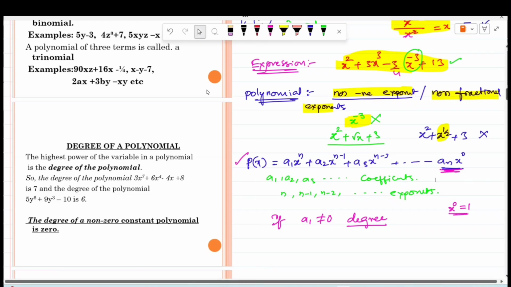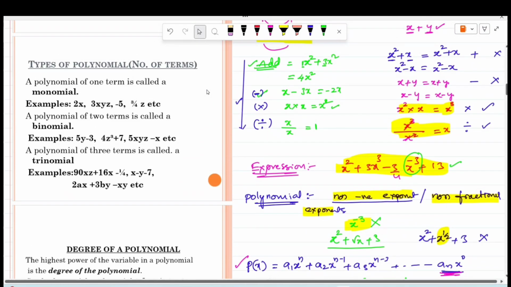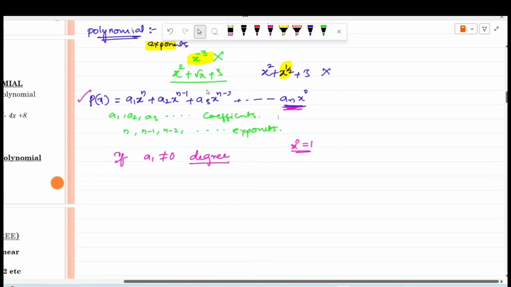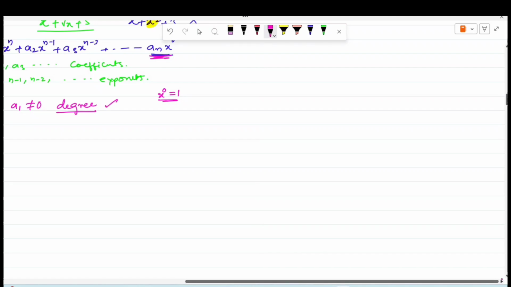Coming back to the types of polynomials, we can divide polynomials based on two criteria. Let me explain clearly. First, we will discuss the degree of the polynomial. What is meant by degree? Take an example: x power 9 plus 3 by 4 into x square plus 3x plus 5x power 10. If this is the given data, what is the degree of the given polynomial?